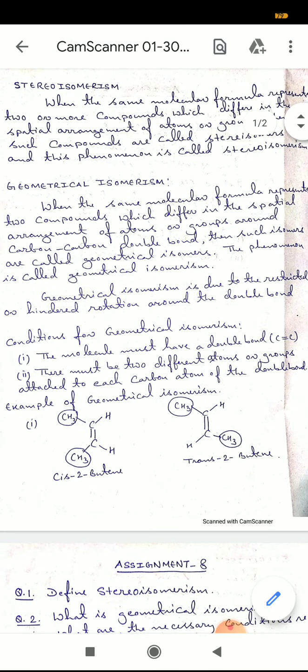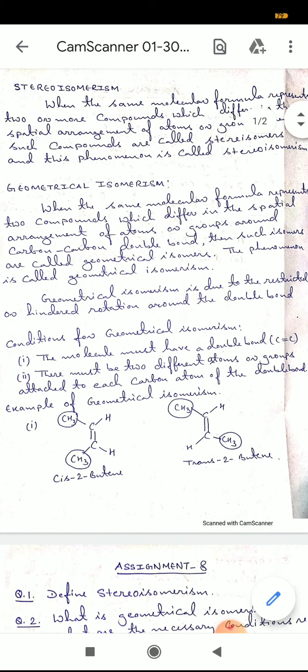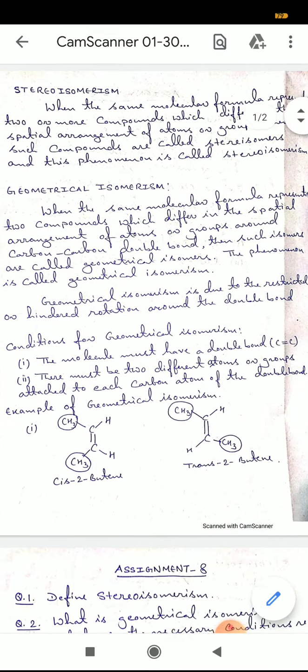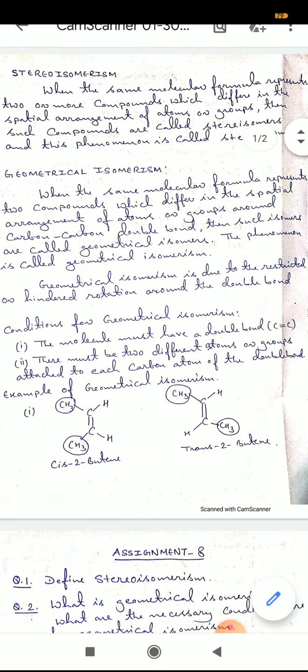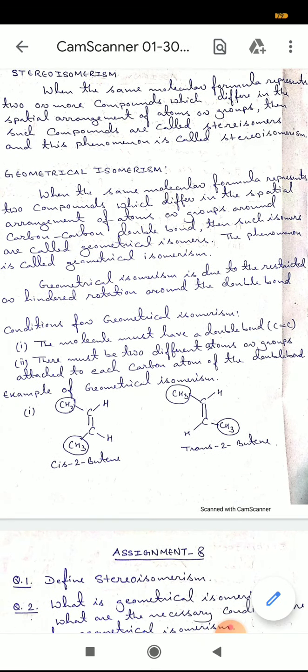Geometrical isomerism means when the same molecular formula represents two compounds which differ in the spatial arrangement of atoms or groups around a carbon-carbon double bond. Just remember this term, carbon-carbon double bond. Then such isomers are called geometrical isomers, and the phenomenon is called geometrical isomerism. And this geometrical isomerism is due to the restricted or hindered rotation around the double bond.